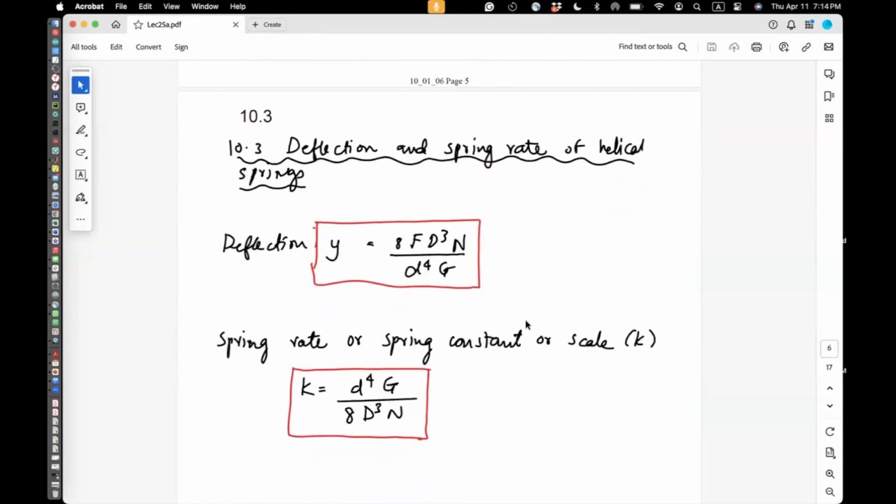Here are two formulas which I'm going to show you without any derivation. The deflection of a spring is given by this formula, and the spring rate, or the spring constant K, is given by this formula.